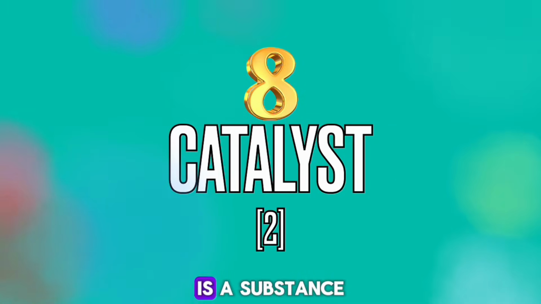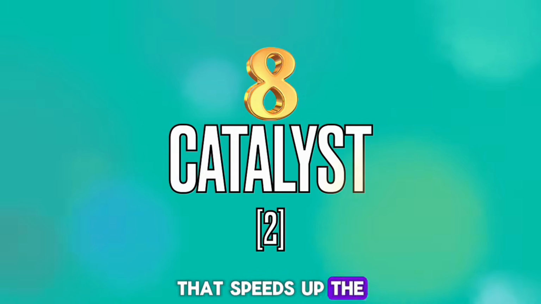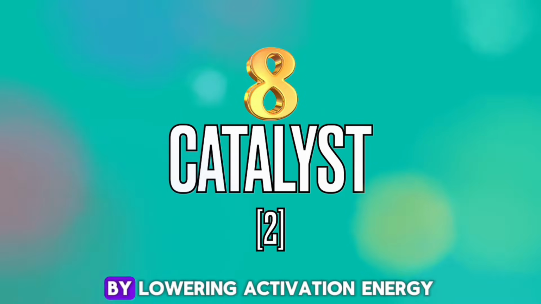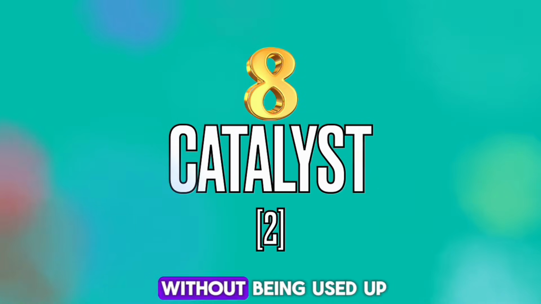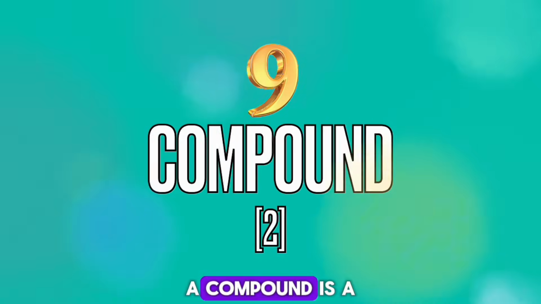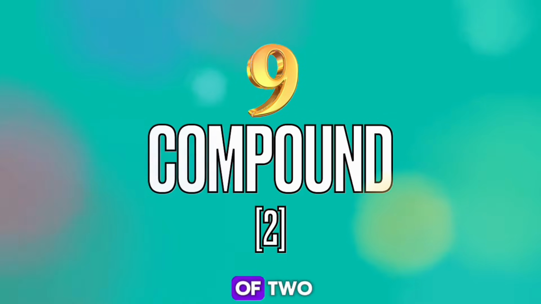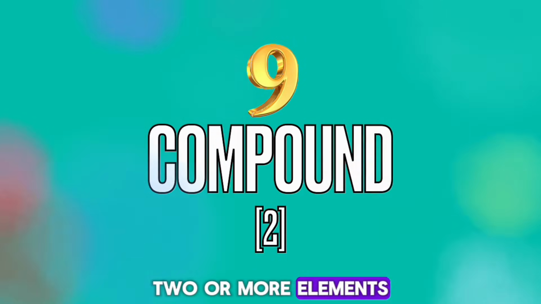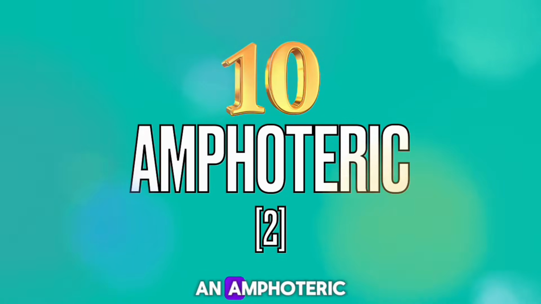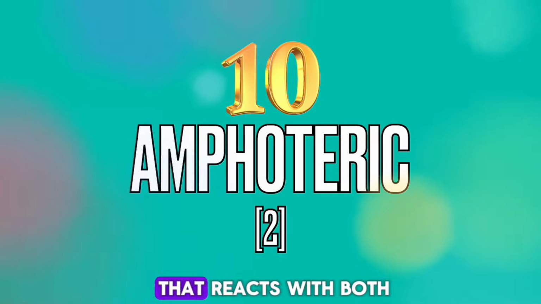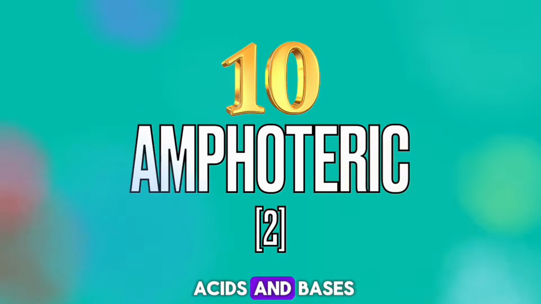A catalyst is a substance that speeds up the rate of chemical reactions by lowering activation energy without being used up. A compound is a substance that is made of 2 or more elements that are chemically combined. An amphoteric oxide is the one that reacts with both acids and bases.